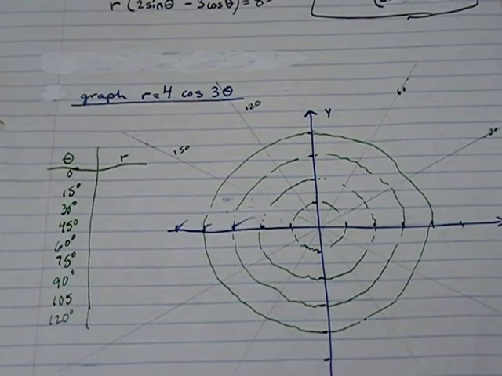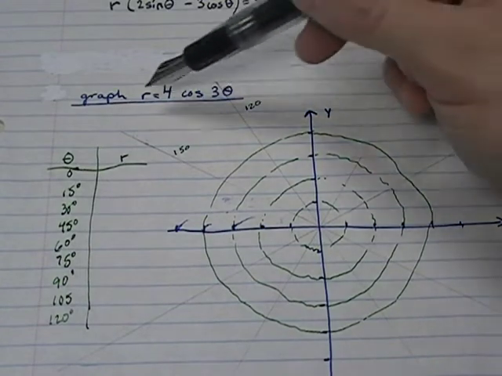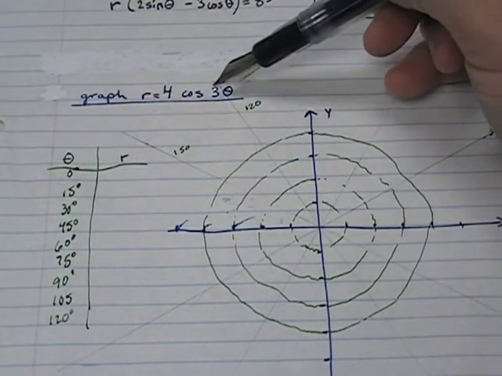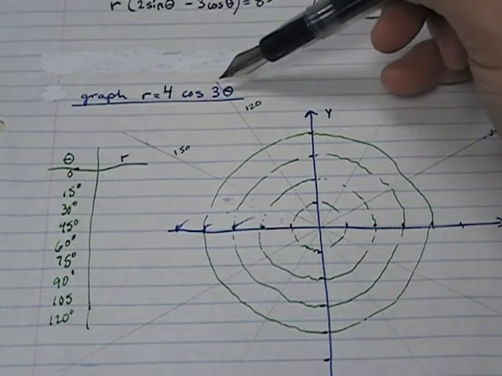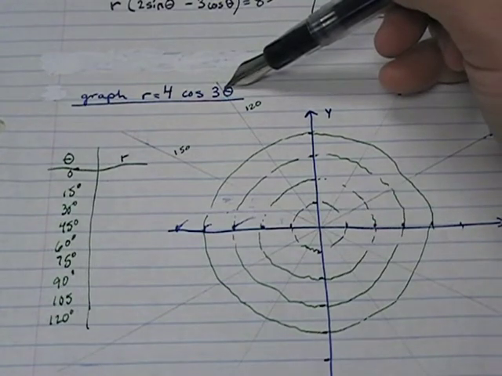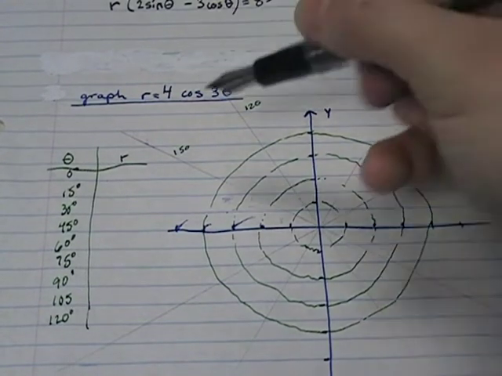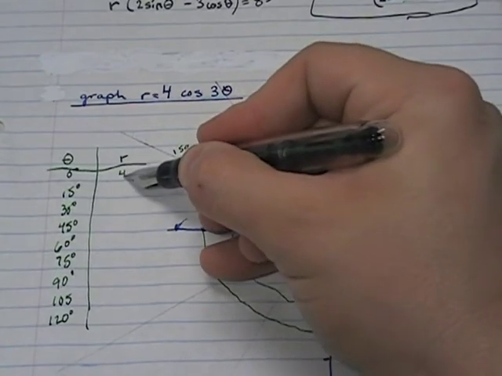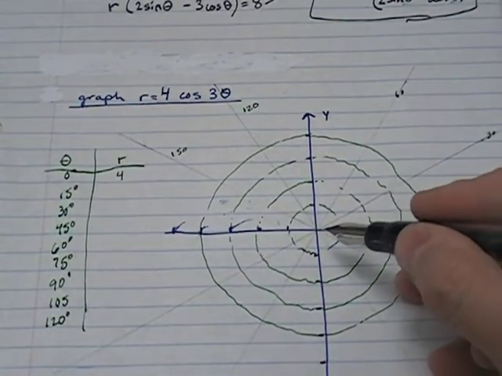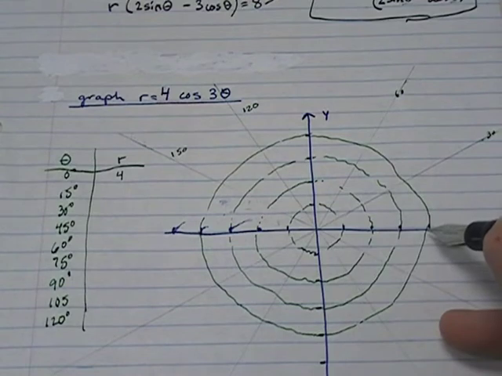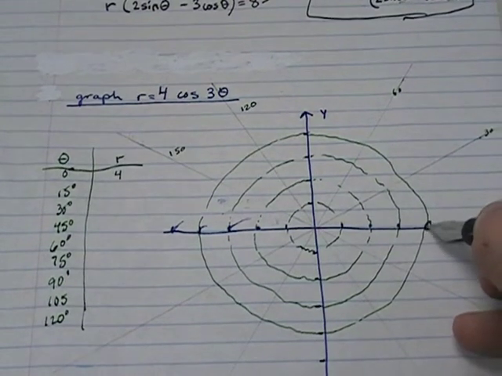And if I take this equation and I plug in theta equals 0, okay, well 3 times 0 is 0, the cosine of 0 is 1, and 4 times 1 is 4. So I plot that point. I go out 4 at an angle of 0, and I plot that point. Okay?